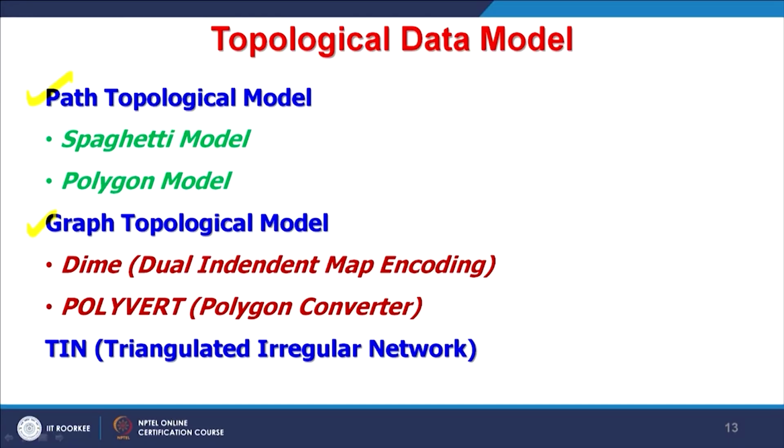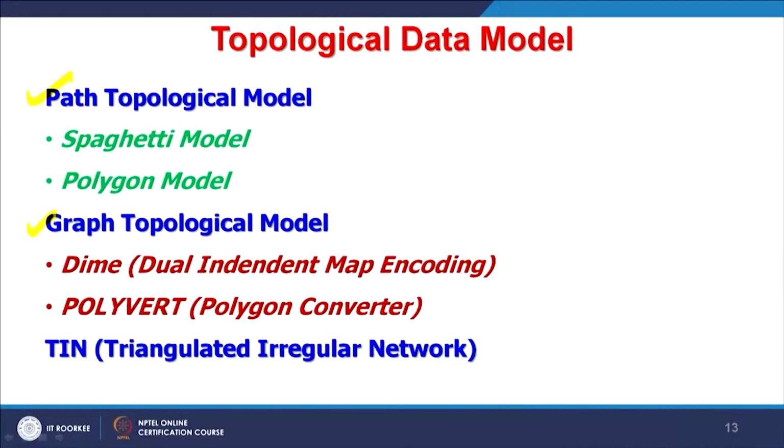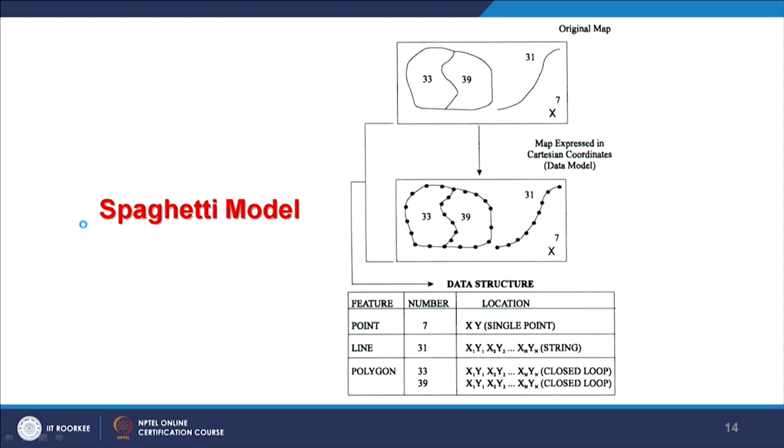TIN is a different type of data representation model also, like vector, raster. While discussing in the previous lecture about different types of data which are handled in GIS, I touched upon this, the TIN. So, TIN is also a type of topological model. But none of these are useful except for TIN. The other path and graph models are not useful in GIS, because we are having a better one, which is the polygon topological model. So, that we will discuss.